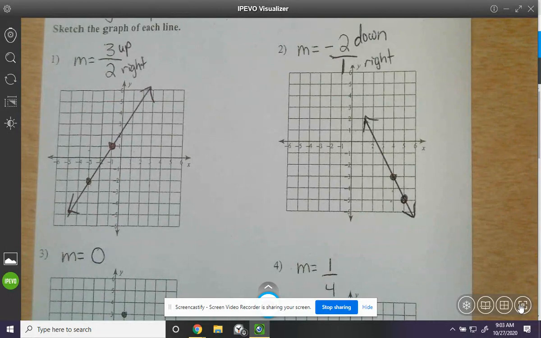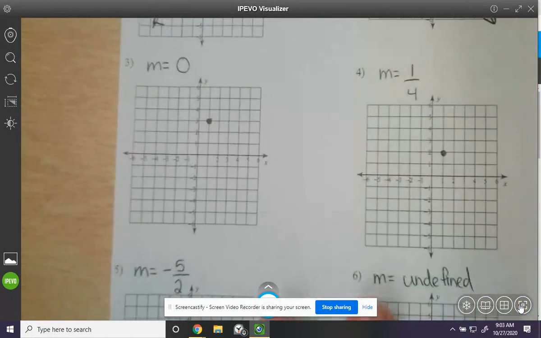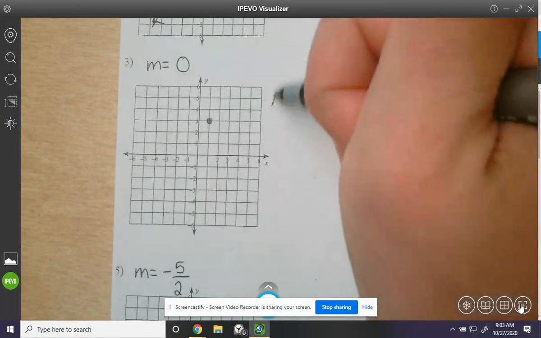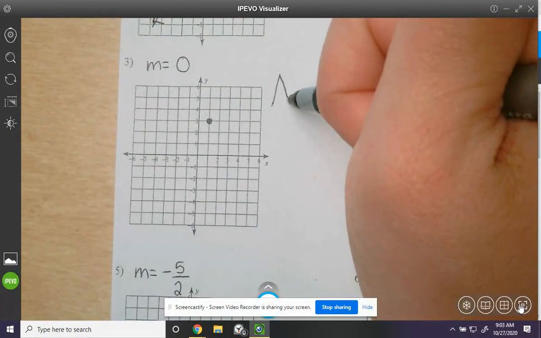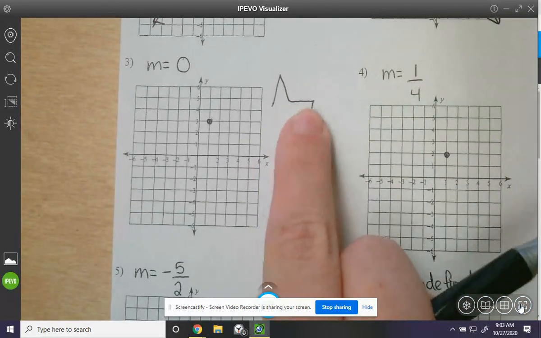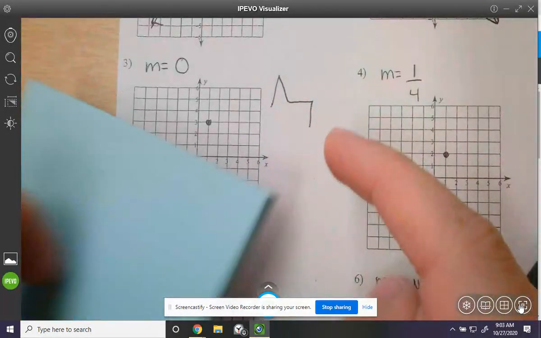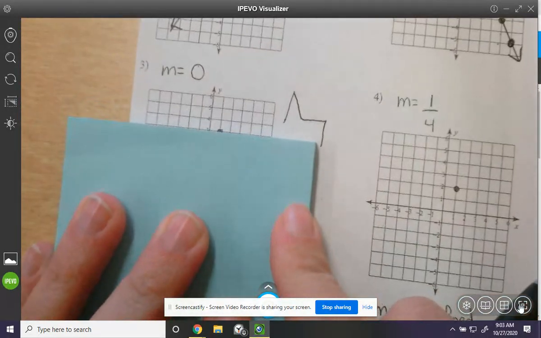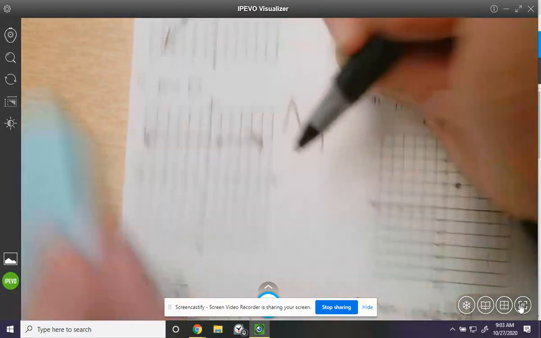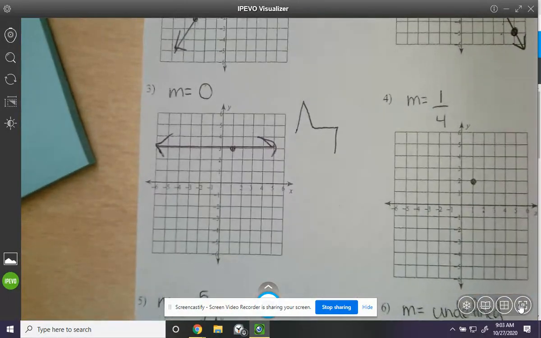Okay, number 3, my slope is 0. So if you remember Slope Man: positive, nice; negative, frown; zero, fun; undefined. So 0 looks like that. That means I'm just going to take this point and draw my line straight across. No counting necessary, because that's my 0 slope.